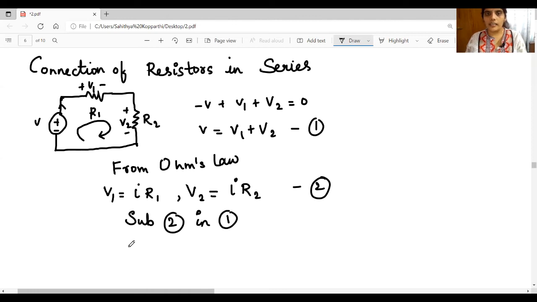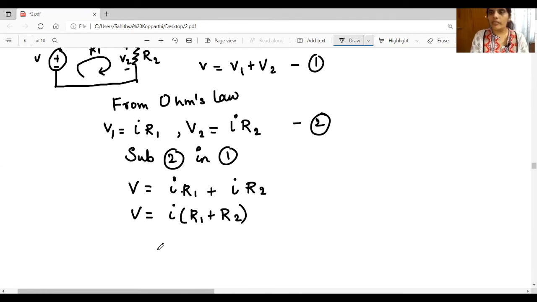We get V is equal to I into R1 plus I into R2. So V is equal to, take I as common, I into (R1 plus R2). The sum of these resistances I can consider as R equivalent, which is equal to R1 plus R2. That means when resistors are connected in series, their equivalent resistance will get added.